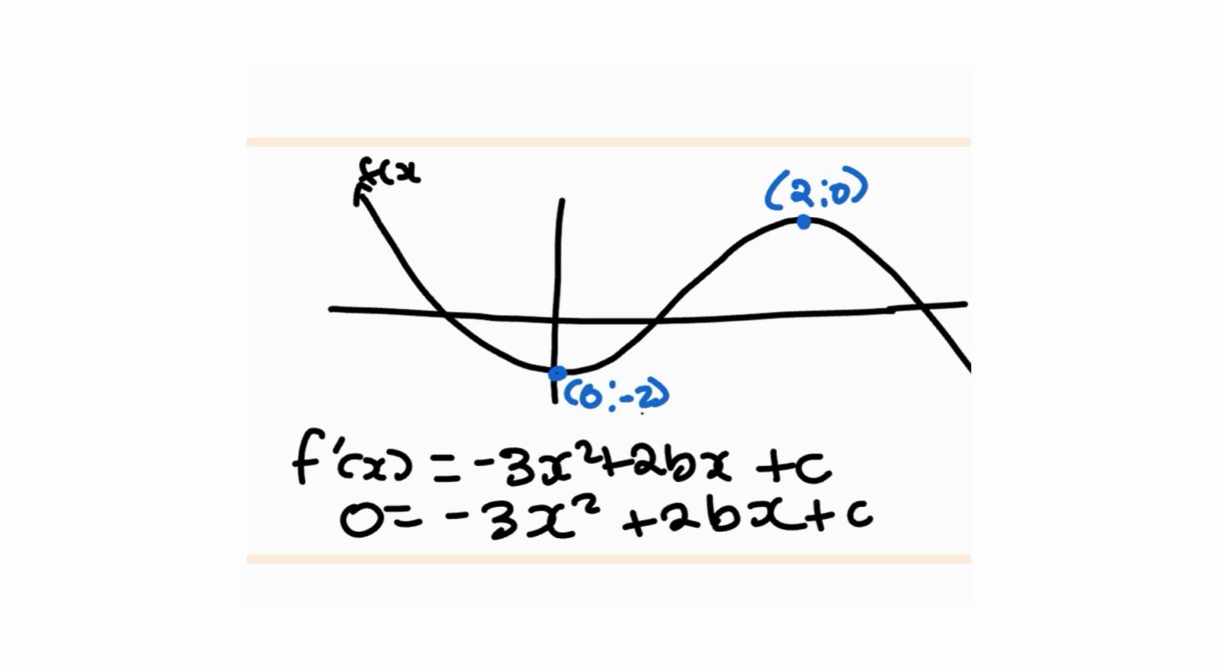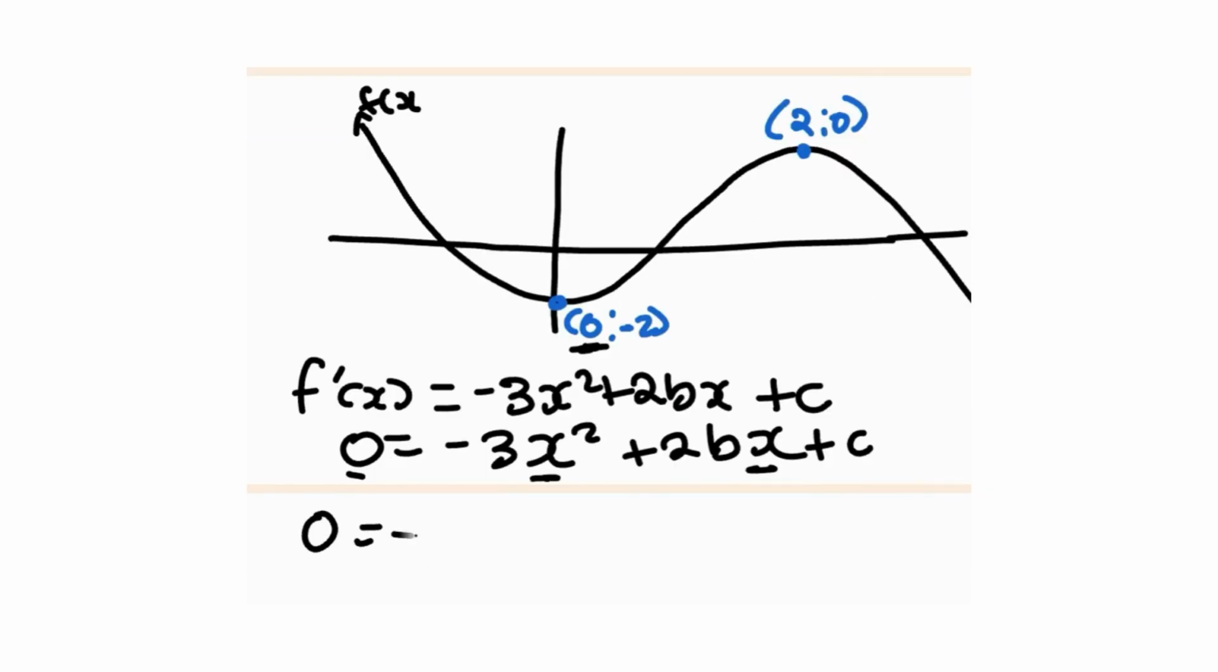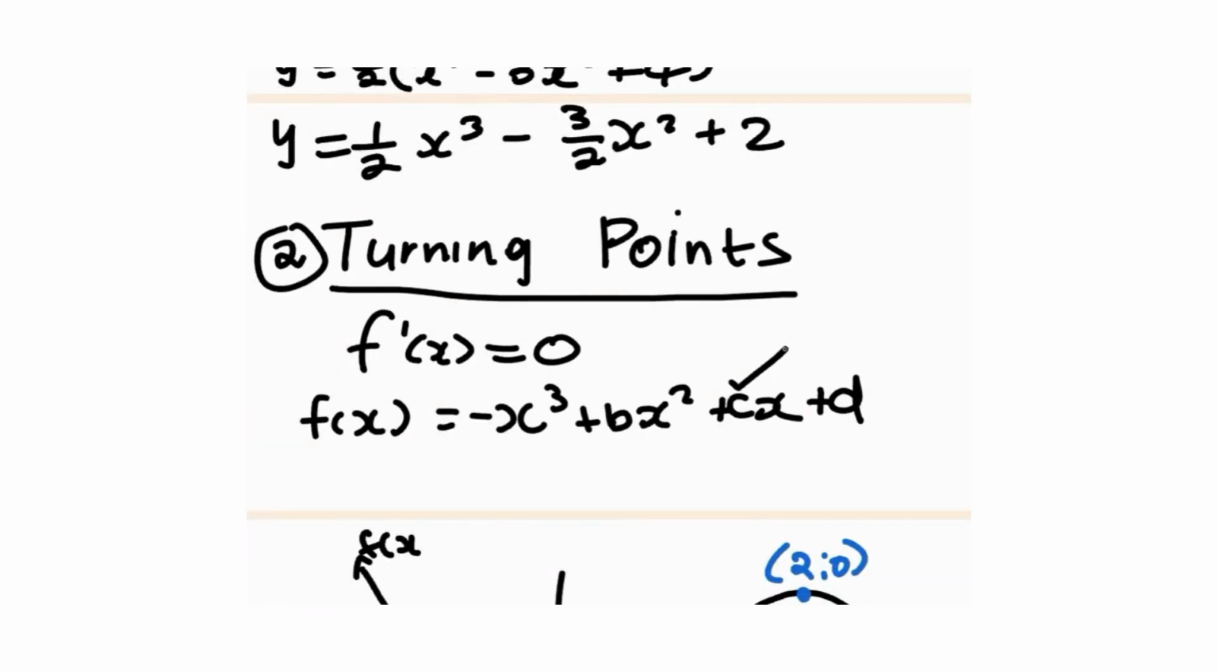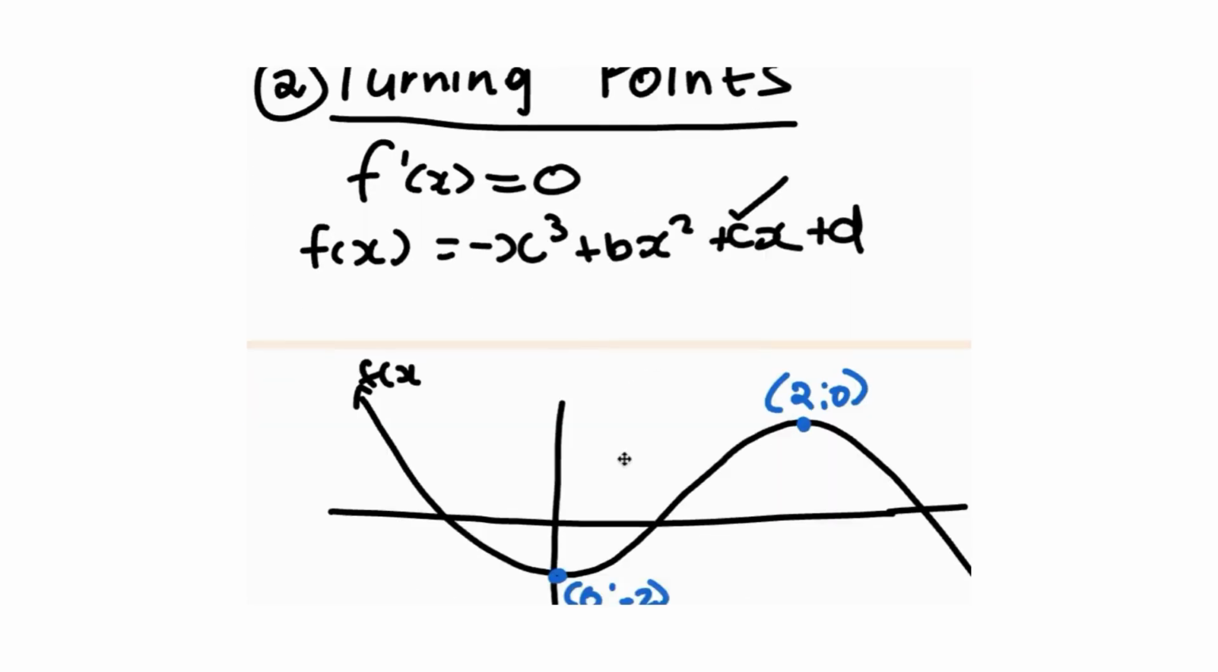I'm going to start by substituting the x coordinate there, because if I was looking for an x coordinate, I would equate this to 0 and solve for x. But now I do have that x, it is 0 there. So I'm going to have 0 equals negative 3 times 0 squared plus 2b times 0 plus c, and all of that is going to give me 0. So our c would be equal to 0. So we have already gotten this part. Let us now find b.